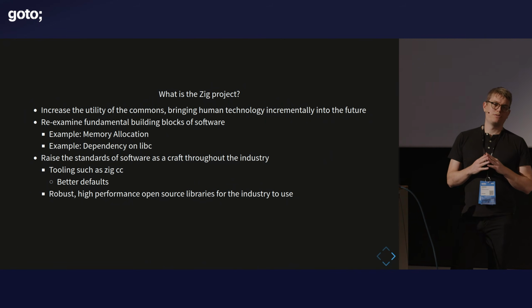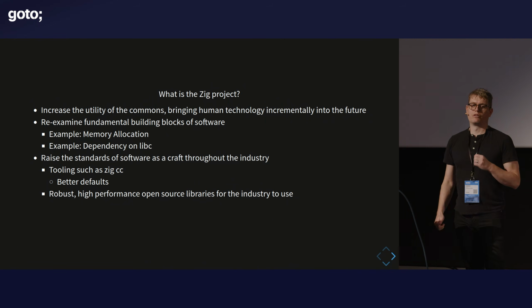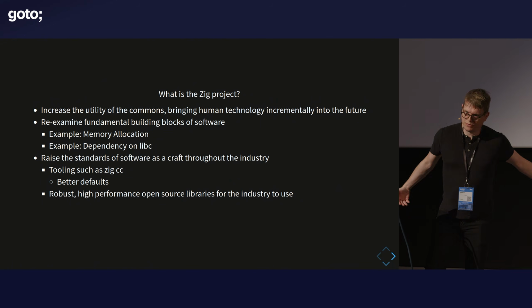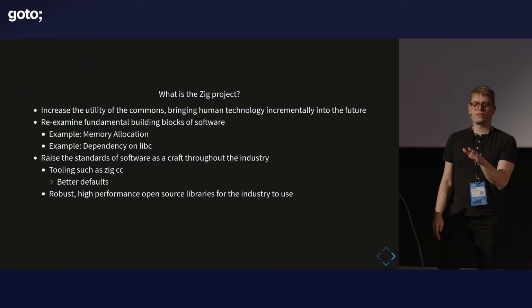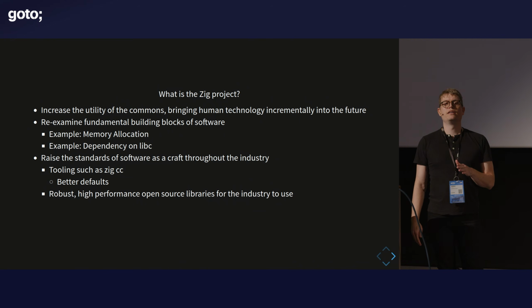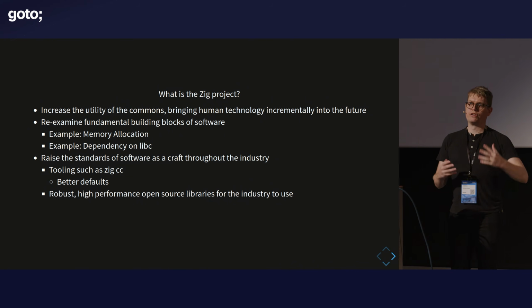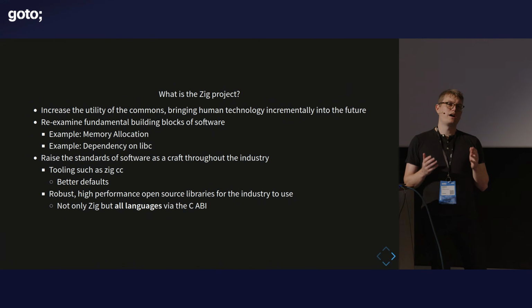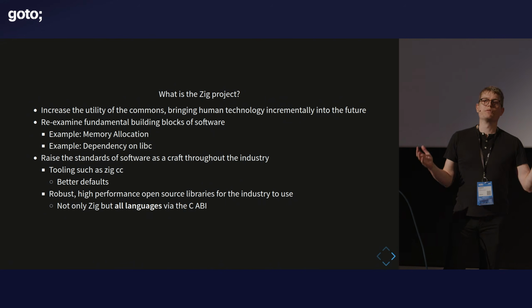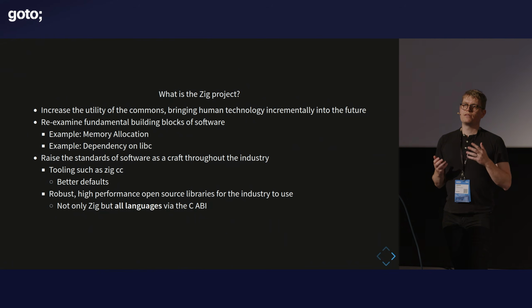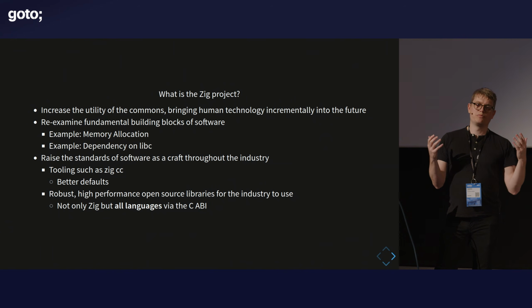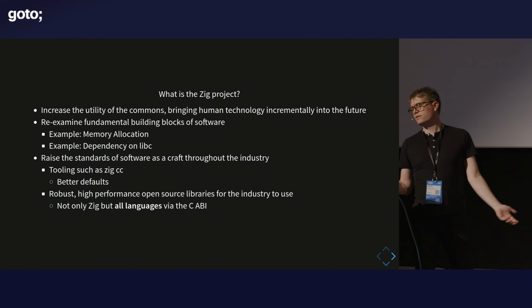What else we're also getting into is providing robust, high-performance open source libraries for everyone to use for free. We just want to give that to the world. That's going to be coming a little bit later on. We're still kind of in a more initial phase before we get to this part. But that's going to help not only Zig projects, but all languages, because every language speaks the C ABI, and so if we help these core libraries get better and they use the C ABI, everybody wins.